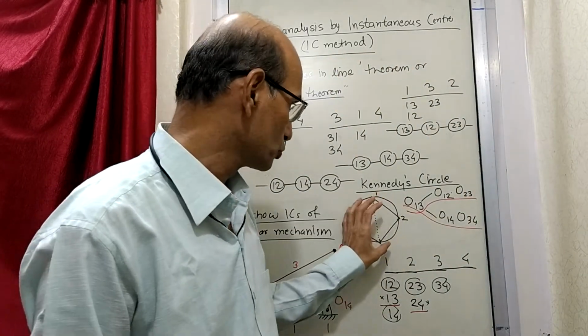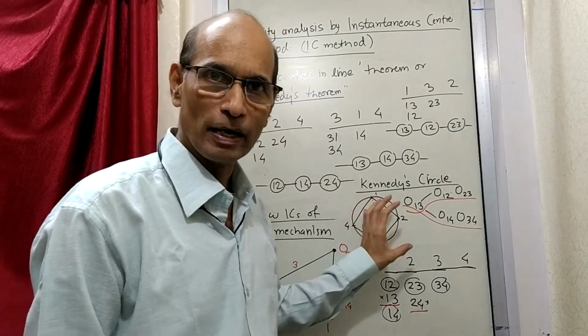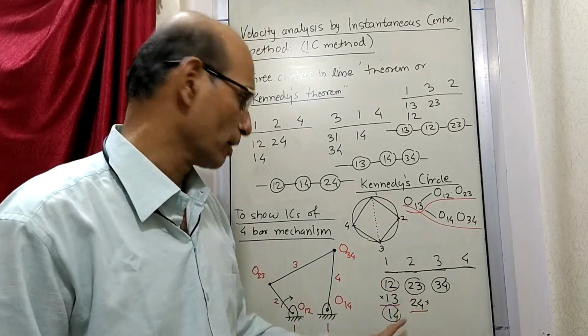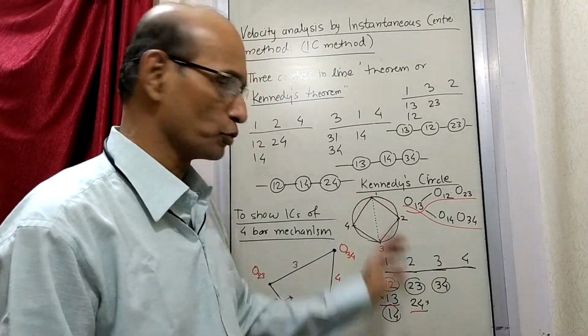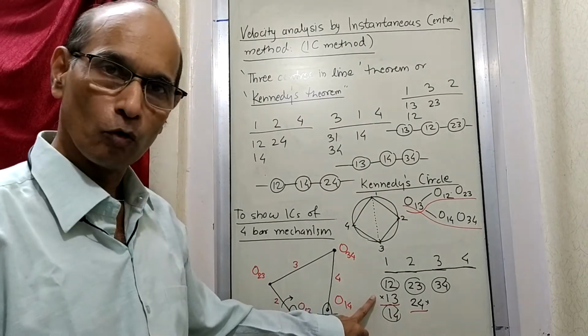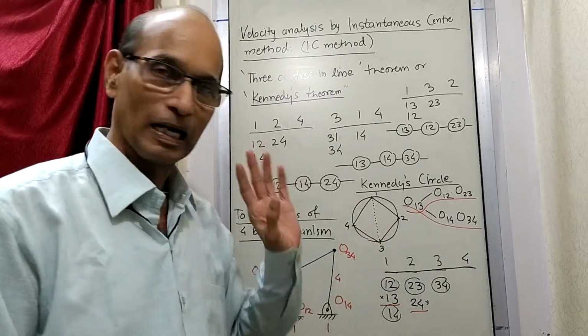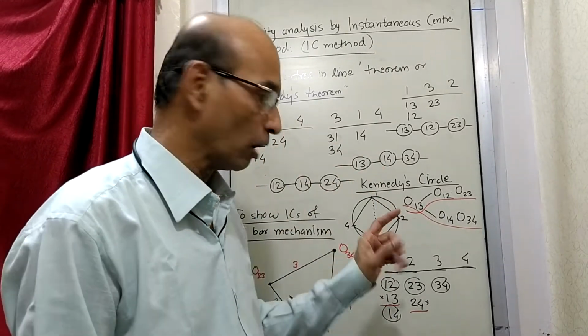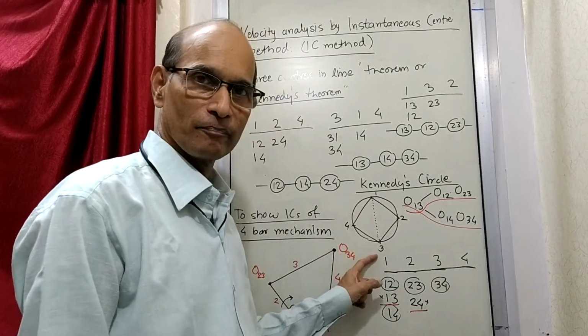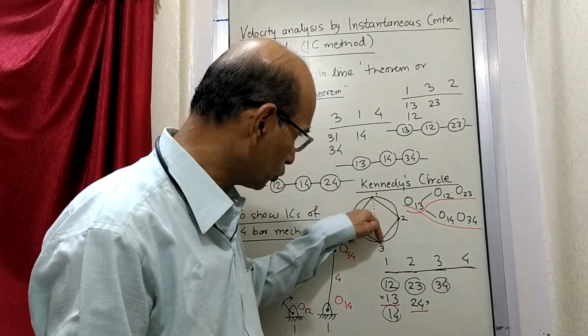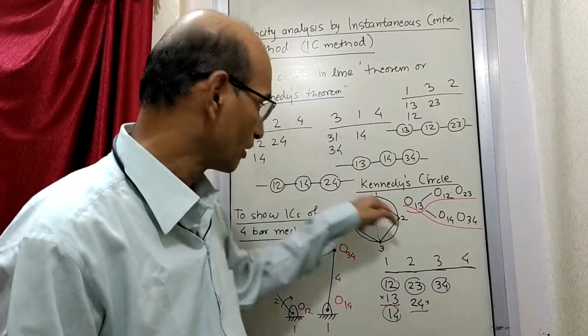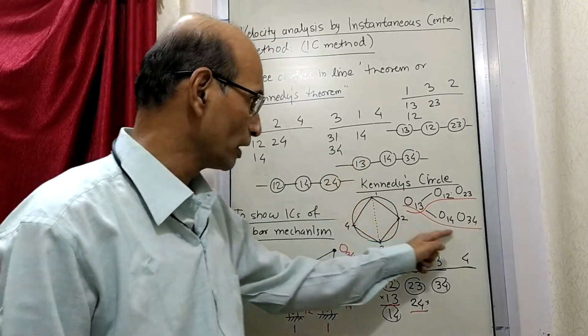Then by making use of Kennedy's circle, whatever centers were known, we have joined those centers, and what we don't know, 1, 3, we have joined by a dotted line, and then we tried to find out how to reach from here to here. So one way was 1, 2, 2, 3, which we have written like this. The other way was 1, 4, 3, 4, which we have written like this.